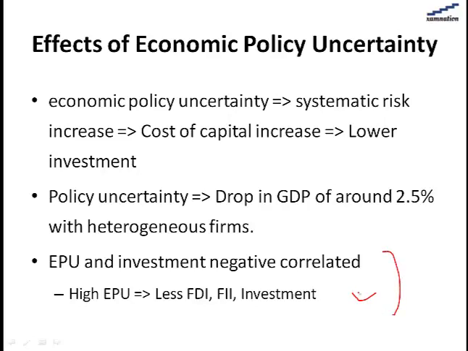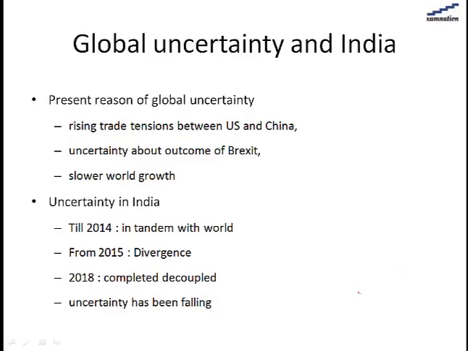Now, global uncertainty and India: what are the present reasons for global uncertainty? There are three reasons: slower world growth, the US and China trade war, and uncertainty about Brexit. What Britain will do is very uncertain. In fact, recently the British Prime Minister had to resign because of this Brexit deal only. So there is very much uncertainty about the outcome of Brexit. All these are reasons for global uncertainty.